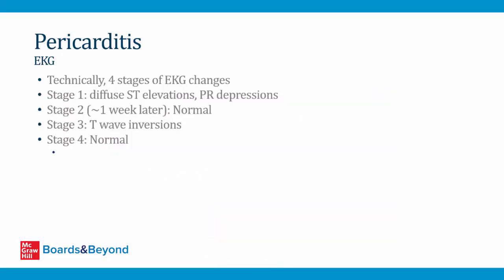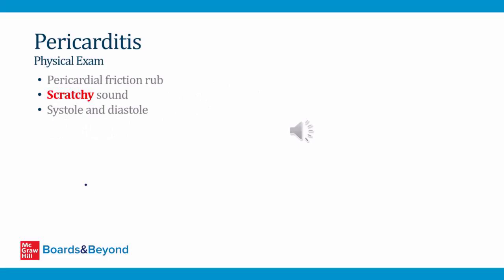Patients who develop pericarditis have their EKG go through a couple of stages as they recover from the acute episode. So technically, there are 4 stages of EKG changes. Stage 1 is the stage I was just talking about. That's when patients have chest pain, diffuse ST elevations, and PR depressions. As patients start to get better, about a week later, their EKG becomes normal. But then a little bit after that, they can develop T-wave inversions, and then finally, it will go back to normal and stay normal.